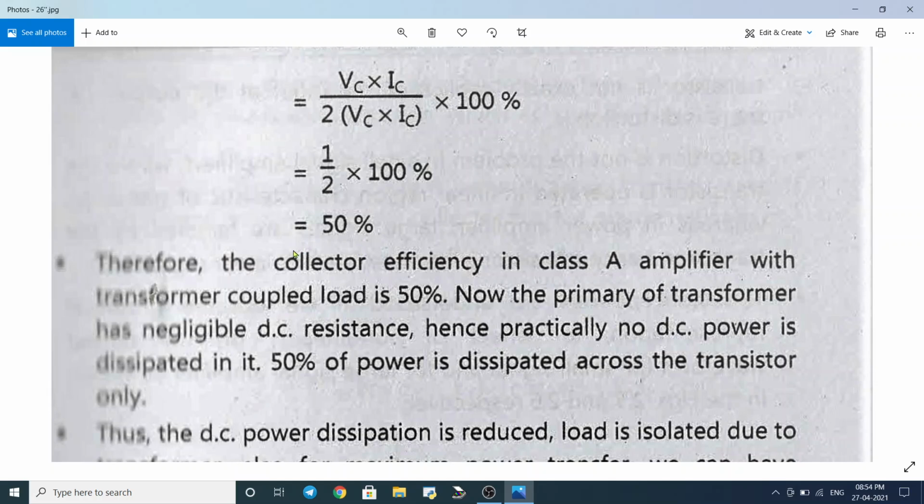Remember, class A power amplifier with transformer coupled load 50% and resistive coupled load 25%.